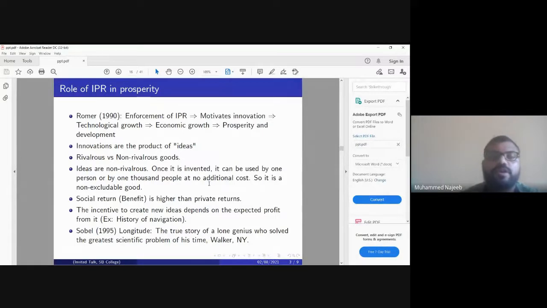So my point here is that only because of offering a lot of monetary benefit, John Harrison invented this. Since this idea has a huge social return, someone has to offer some financial benefit for the inventor to innovate something. That innovation leads to technological growth. According to Romer, technological growth will lead to economic growth, and that economic growth will lead to prosperity and development.